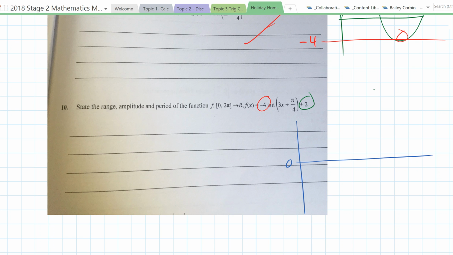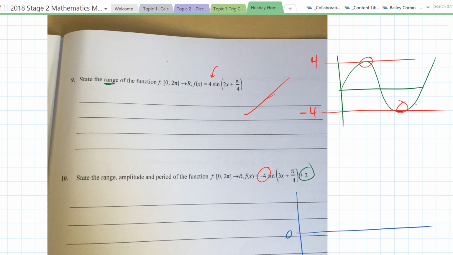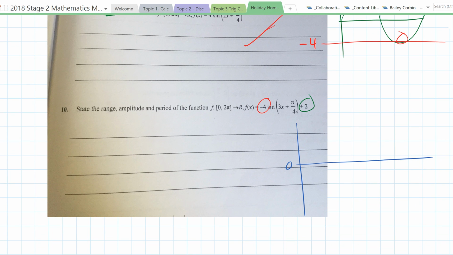So really, our sine curve, instead of going around the x-axis nice and evenly, is going to go nice and evenly around the y equals 2 line. And it's going to go around with an amplitude of 4. So really, this will start here and, because it's negative, will go down to start, and then up. And it will go 4 down, so to -2, and 4 up, which will be to 6. So the range is everything from -2 up to and including 6. And you'd have to write that more mathematically than I have.